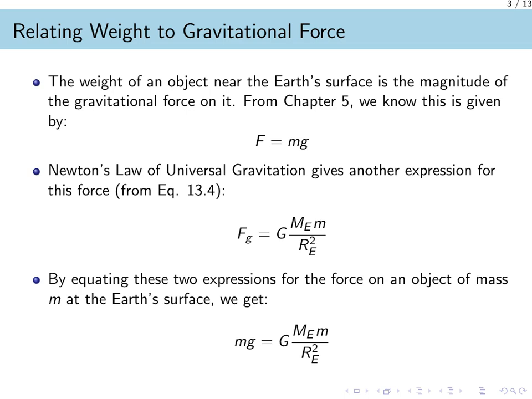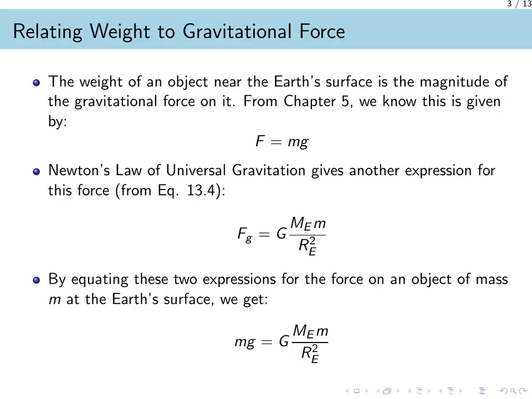Second, we now have a more general expression for this same force from the law of universal gravitation. For an object at the Earth's surface, this force is given by F sub g equals the universal constant G times the mass of the Earth, M sub E, times the object's mass, m, all divided by the square of the Earth's radius, R sub E.